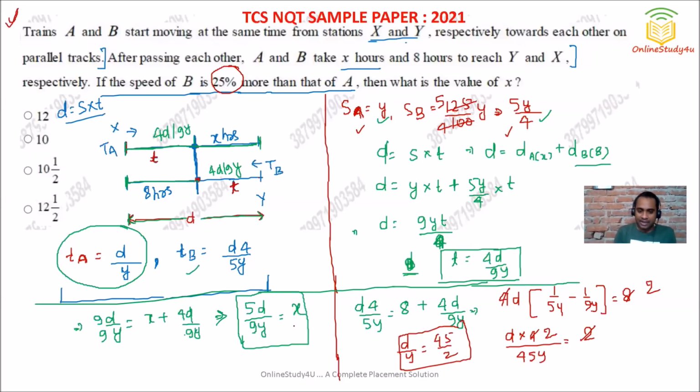And here you can see x is nothing but 5 by 9 into d by y. d by y is 45 by 2. So 9 fives are 45, and 25 by 2 will be 12.5 hours. So friends, 12 and 1 by 2.